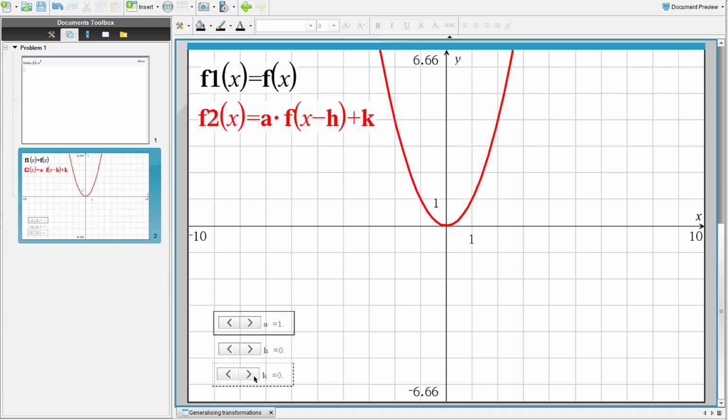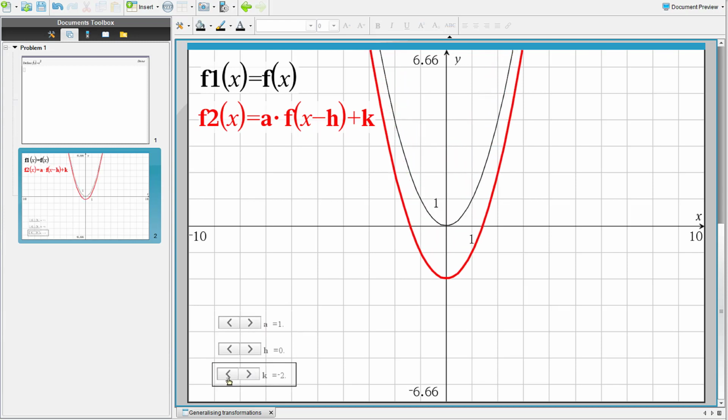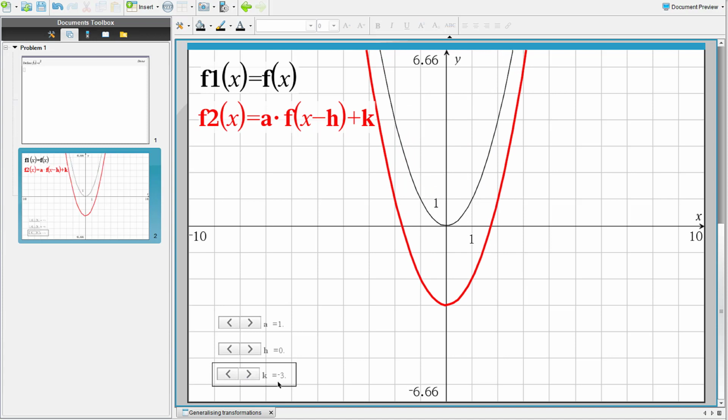Okay, so we've talked about a, dilation from the x-axis, multiplying the y value. We've talked about k. We make k bigger, my graph goes up. We make k smaller, my graph goes down. So I know it's a little small to see here, but you can see k is negative 3 at the moment. The graph has been translated down by 3.